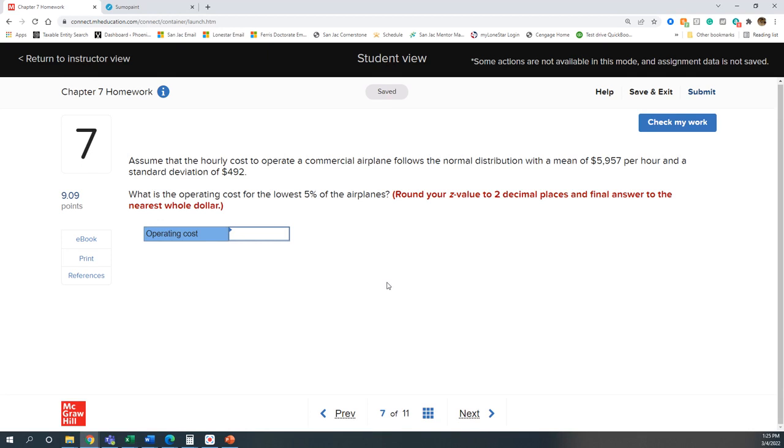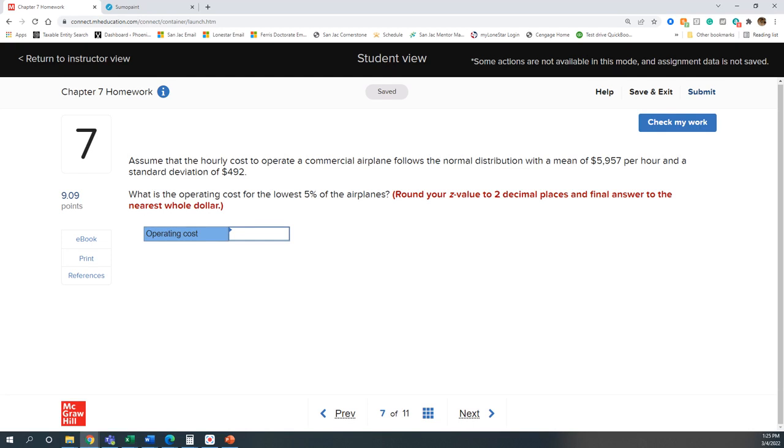Assume the hourly cost to operate a commercial plane follows the normal distribution with a mean of 5,957 per hour and a standard deviation of 492. What is the operating cost for the lowest 5% of the airplanes? Oh, wow. These are the fun ones. All right. So this one, we first find the z value.